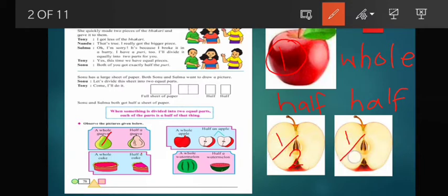So we write 1 upon 2. Okay, so whole and half. 1 and a half. See, 1, and when you cut the apple, you will get a half part.